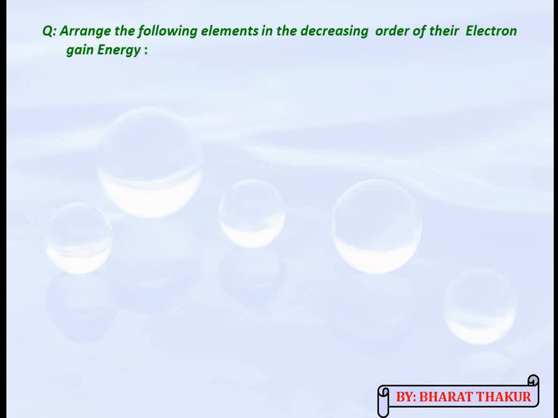So now let's do some questions from the topic. Arrange the following elements in the decreasing order of their electron gain enthalpy. So these are the elements given. First of all, doing such a question, we should identify whether it represents a group, or a period, or it is a mixture. That should be identified first.